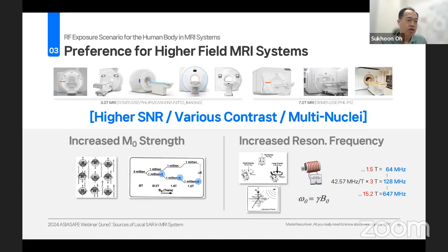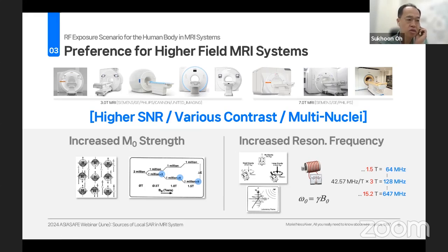Nowadays, 3 Tesla MRI systems are very widely used. 1.5 Tesla MRI is even commonly used in animal clinics. Why do people want to increase the field strength of MRI system? It is mainly due to the higher signal to noise ratio, various image contrast, and better signal detection of multi-nuclei. How does the stronger MRI system increase the SNR? There are two reasons. One is the increased strength of the net magnetization vector. The other is the increased resonance frequency.